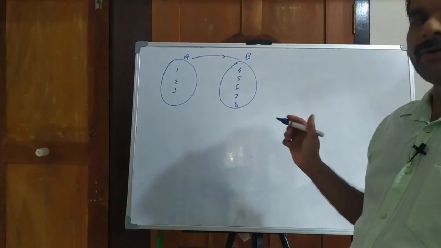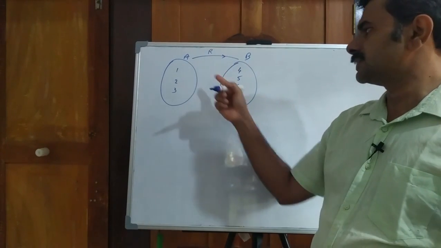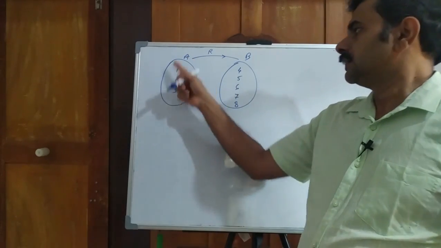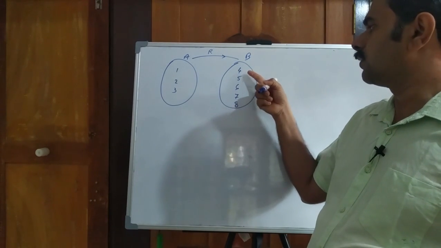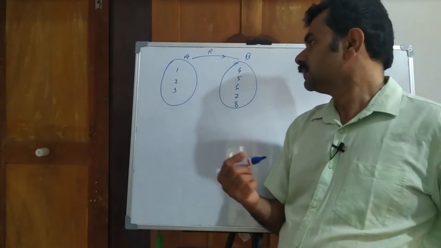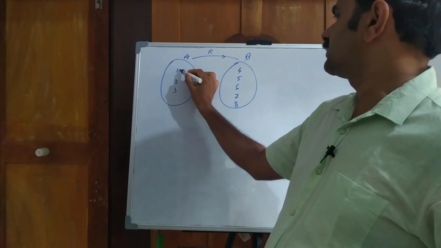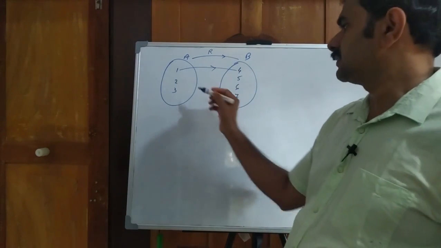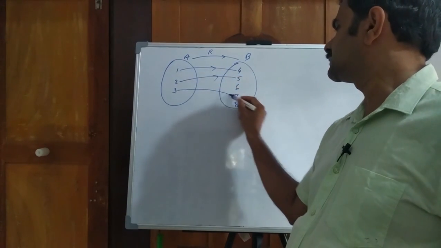Clear? See this arrow diagram. A relation R is drawn or defined from the set A to the set B. A has three elements, 1, 2, 3, and B has 4, 5, 6, 7, 8 elements. Now I am defining a relation from A to B: 1 to 4, whatever may be the relation, 2 to 5, 3 to 7.